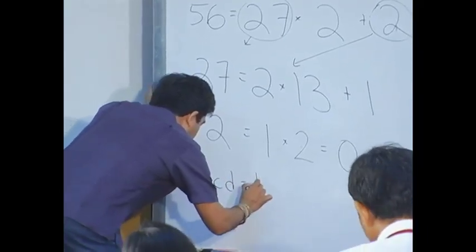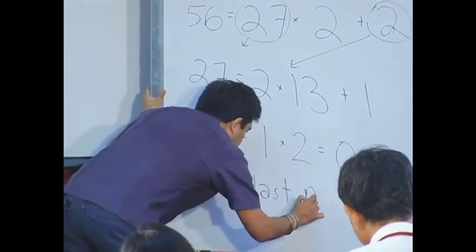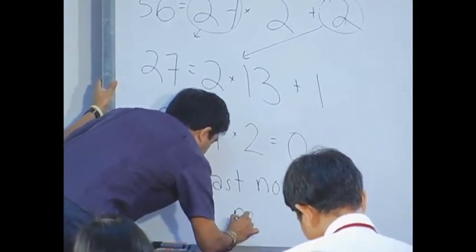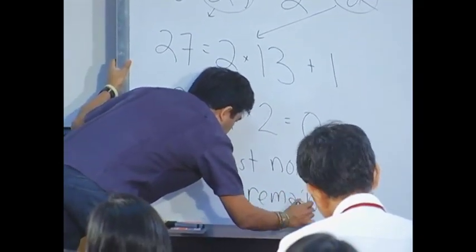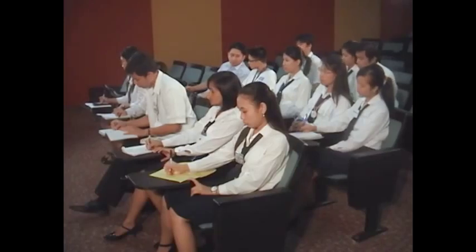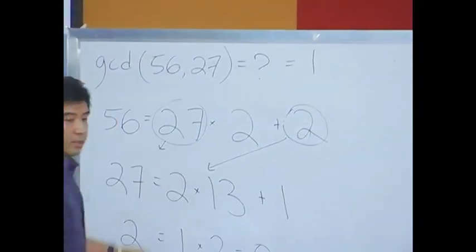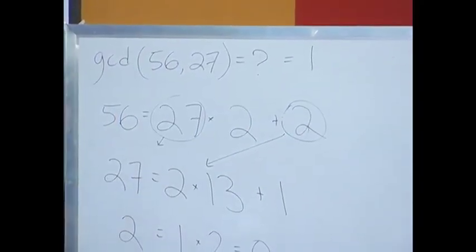The GCD is the last non-zero remainder. In other words, the GCD is 1. Okay.